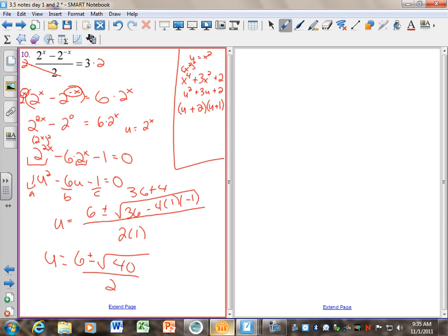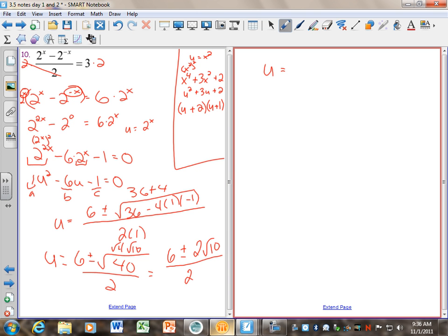This is where we tend to break some math laws sometimes when we do quadratic formula. What does 40 break down to? Okay, that's the square root of 4 times the square root of 10. So that would be 2 square root of 10 all over 2. And then we can kind of break that up, right? 6 divided by 2 would be u equals 3 plus or minus, 2 radical 10 over 2 would just be radical 10. You with me on that?